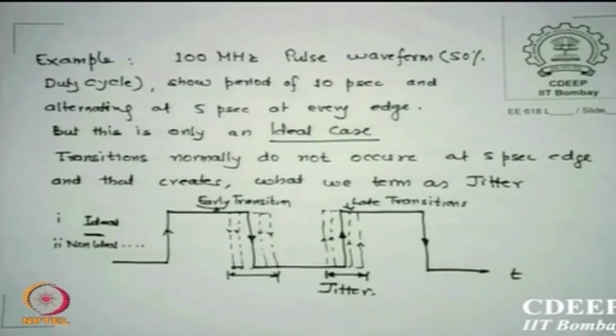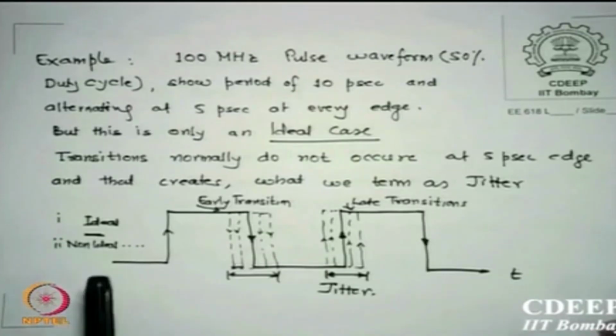So we believe that if it is a 100 megahertz pulse, the pulse period should be 10 picoseconds. We believe that, and it alternates every 5 picoseconds. An edge should come every 5 picoseconds. But this is only if you think you are right, that is, ideally that is what should happen. And if it does not, the difference which is going to come is essentially called jitter.